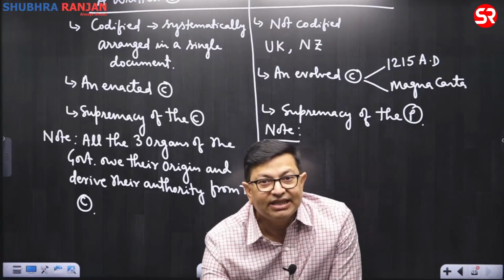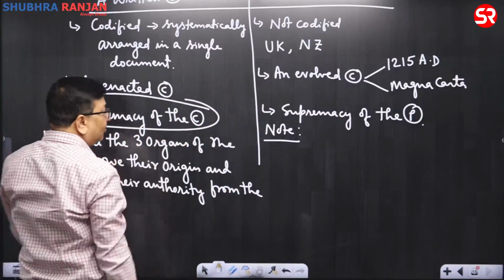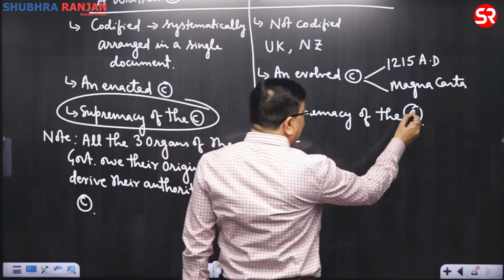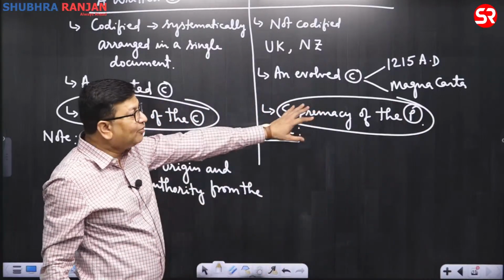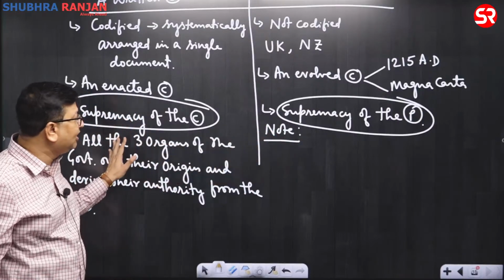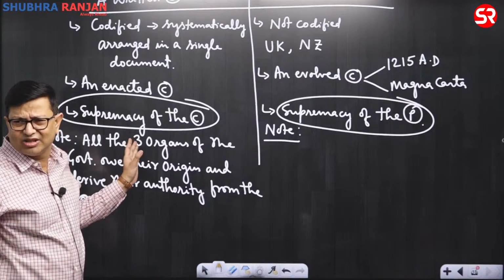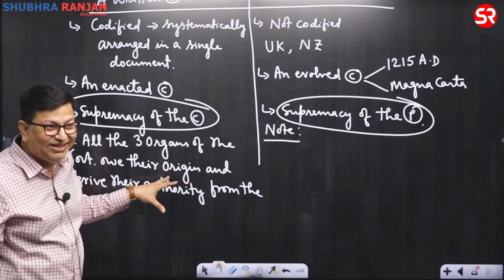This was the first salient feature, and from May's point of view, in India there is supremacy of the constitution, and in Great Britain there is supremacy of the parliament. So, wherever we have got unwritten constitution, there is supremacy of the parliament. Here it is supremacy of the constitution. In the last class also I had told you, it provides for a limited government, restricted government.